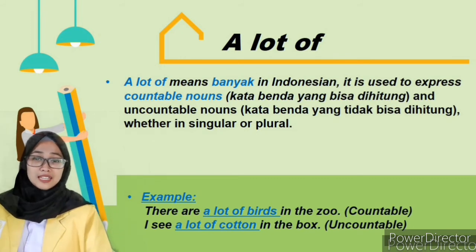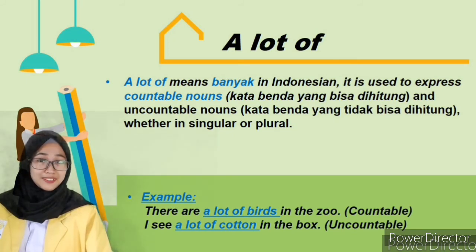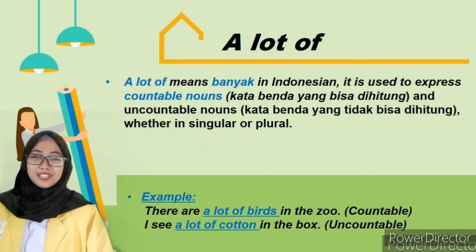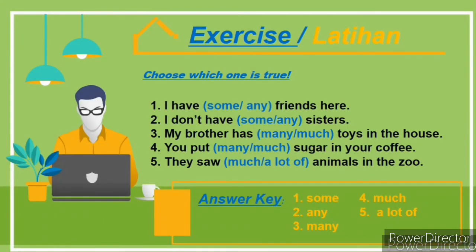From these examples we can see there are a lot of birds in the zoo. Birds here is countable karena burung bisa dihitung jumlahnya, right? Well, the next example is I see a lot of cotton in the box. Cotton is uncountable noun karena kapas jumlahnya tidak bisa dihitung. Did you get it? That's really great. And now let's do the exercise together. Let's start with number 1.